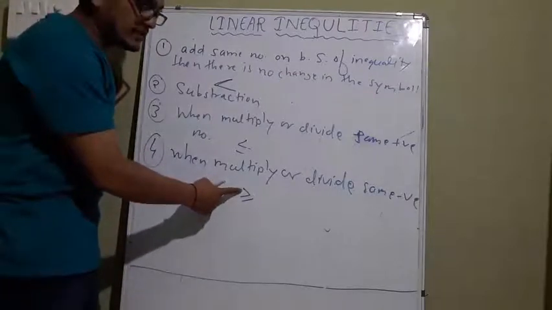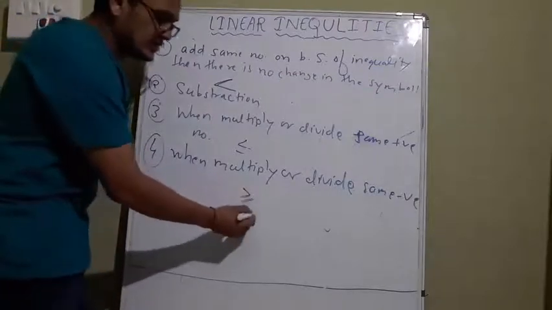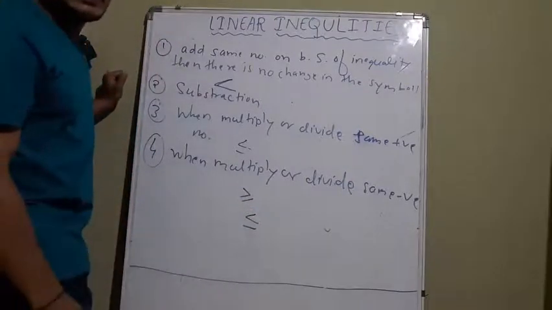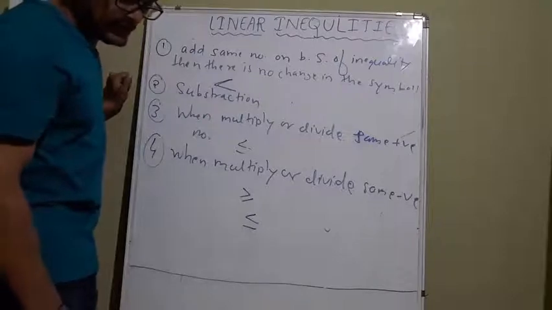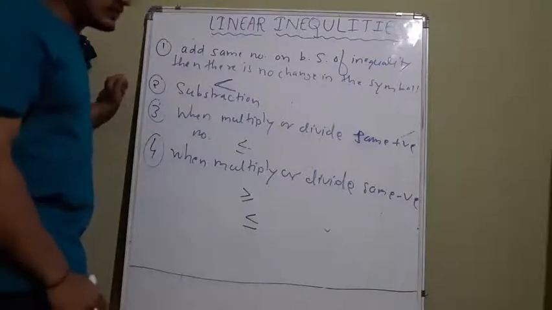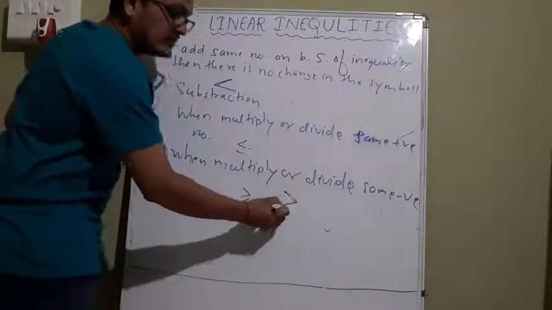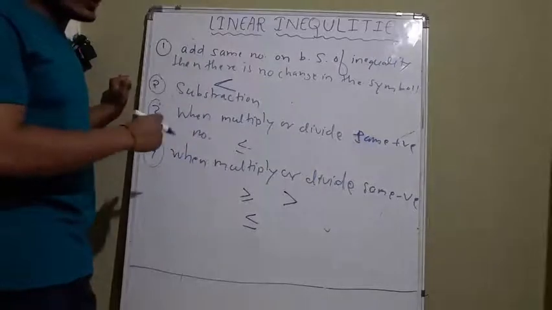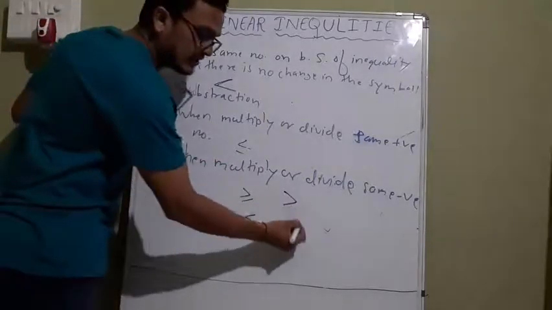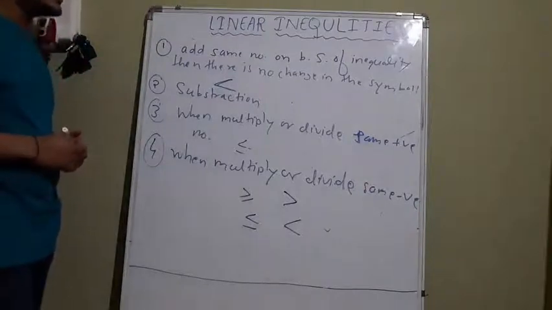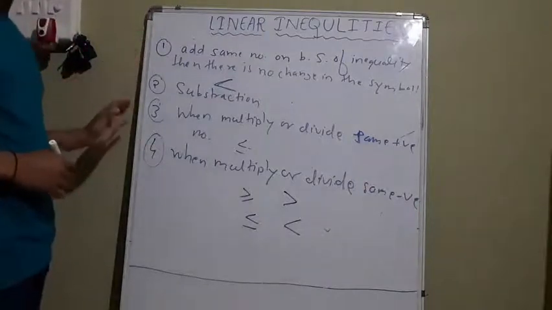Here I have greater than or equal to, and it changes to what? Less than or equal to. So when you multiply or divide by a negative number, or if I have the greater than sign, then on both sides greater than will become less than. So these are the 4 rules.